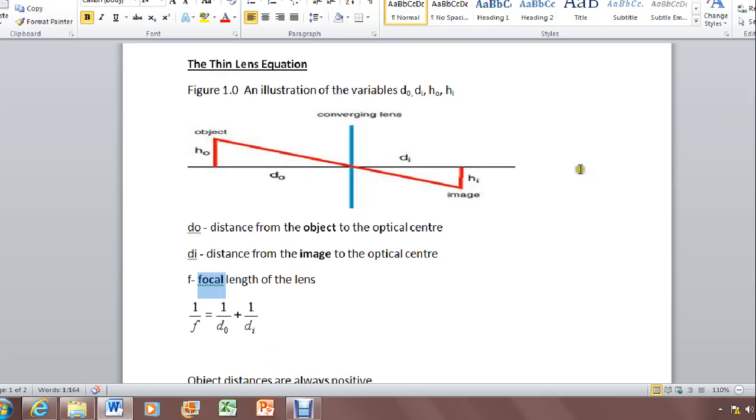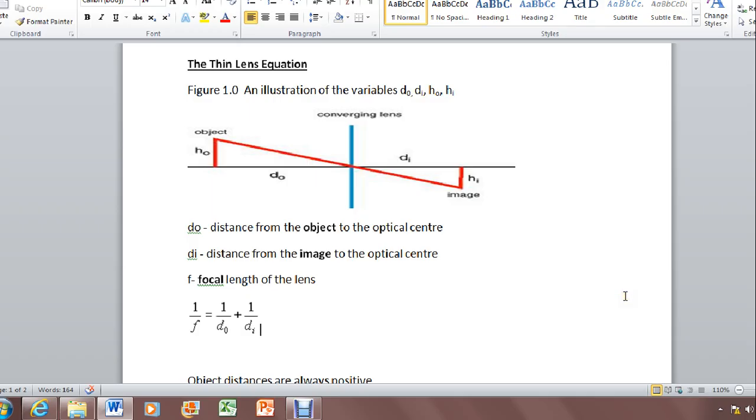Okay, so here we have the equation, which is 1 over F, or 1 over the focal length, is equal to 1 over the object distance added to 1 over the image distance. So a little way to remember that would be if I do, I die.